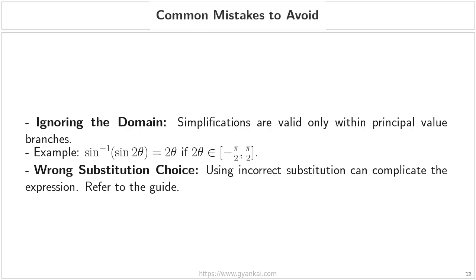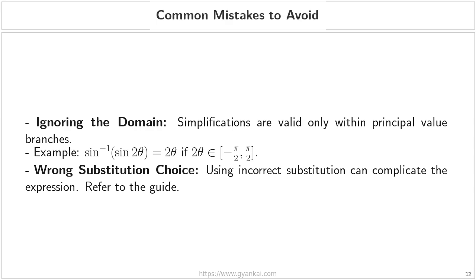Secondly, be mindful of making the wrong substitution choice. As we saw in the earlier slides, the entire goal of this method is to use a specific identity to clear a square root or simplify a fraction. If you choose a substitution that doesn't align with the algebraic structure, for instance, using tangent when you should have used sine, you will likely make the expression more complicated rather than simpler. I strongly encourage you to refer back to the substitution guide we covered in slides 3 and 4 whenever you are unsure.